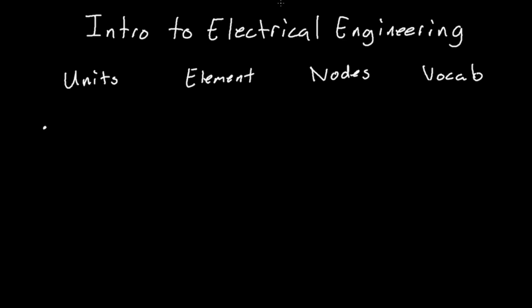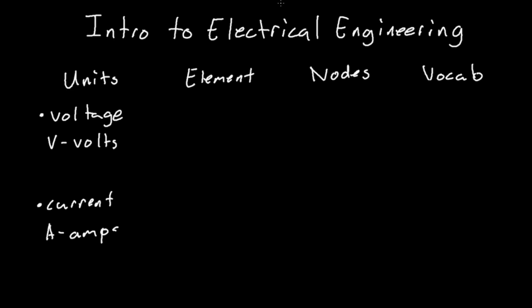So, first off, let's talk about units. The first unit that we're going to talk about represents voltage, and the second represents current. These are two important measurements that you need to take in circuit analysis. Voltage is represented by V, and it measures volts. Current is represented by A, and it represents amps. Now, if you wanted to write down that something had 5 volts, you write down 5V. If something had 2 amps, you write down 2A.